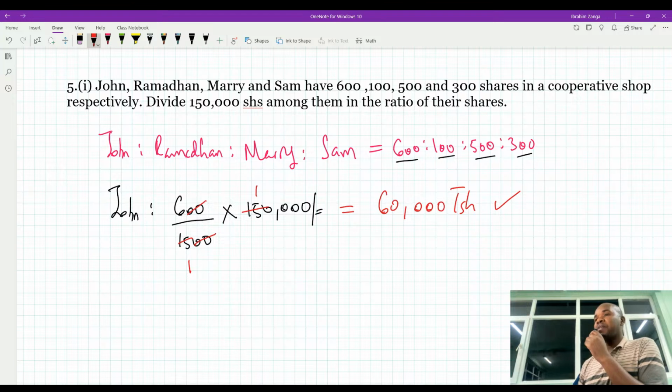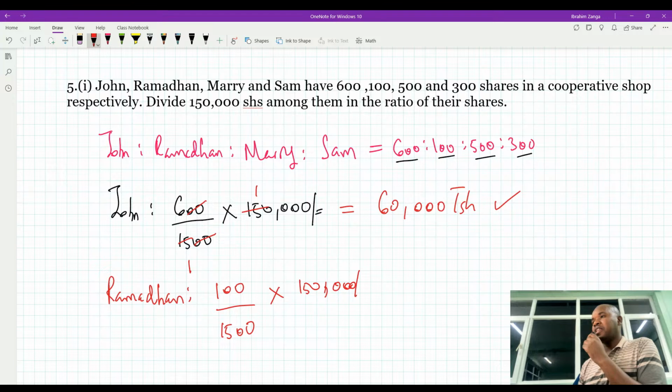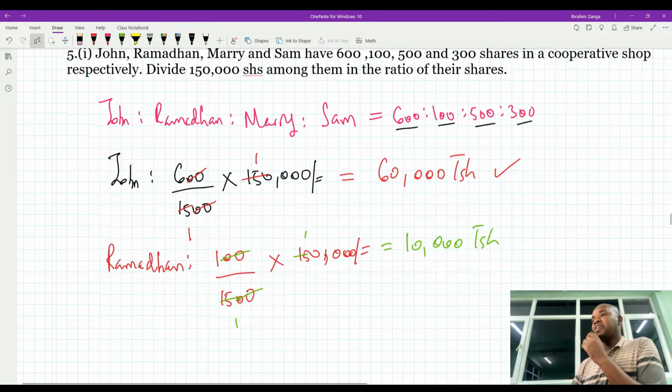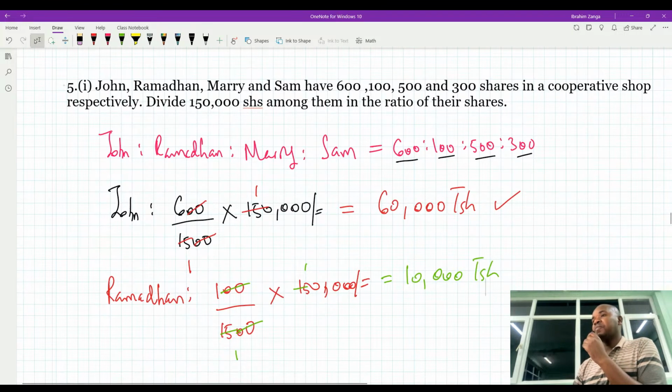And coming to Ramadan, the amount of money to be given to Ramadan will be taking 100 over 1,500 multiplied by 150,000 shilling. When you do that, again, you simplify, 2 zeros go. By 15 here is 1, by 15 there will be 1. So you'll be having actually 10,000 Tanzanian shilling.